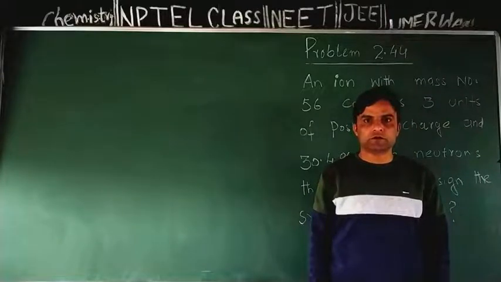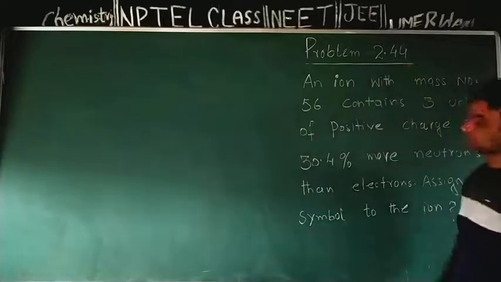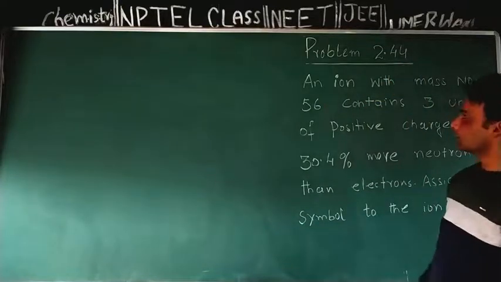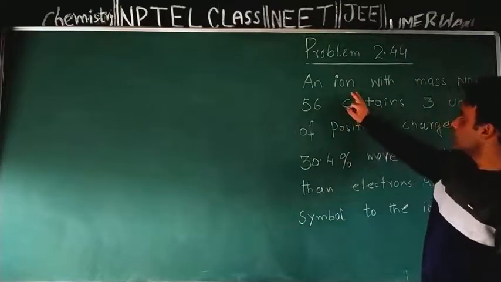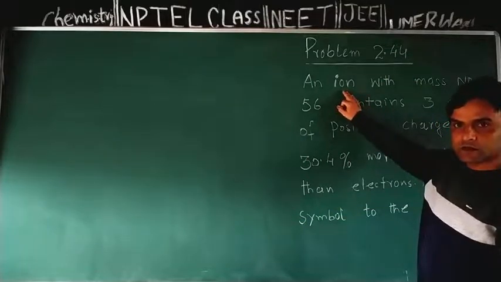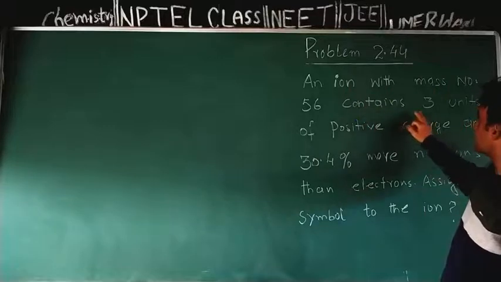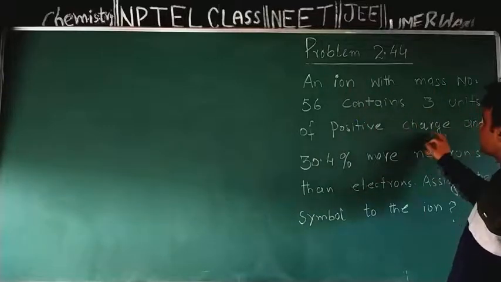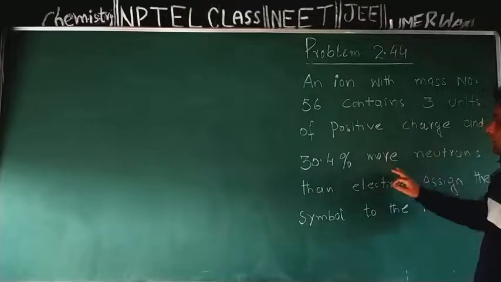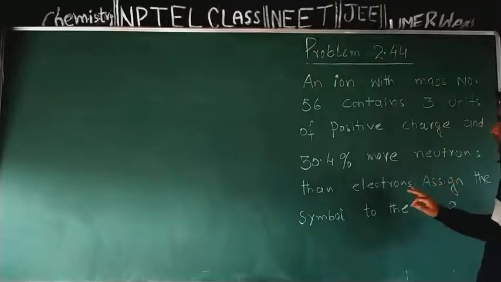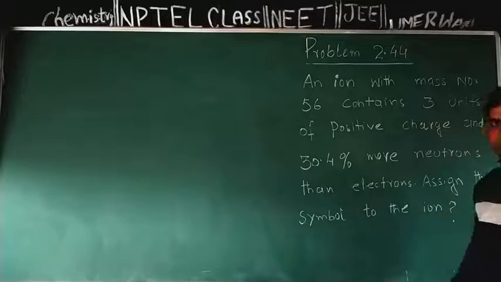Today I am here to solve chemistry class 11th NCERT problem 2.44 from unit 2nd, that is structure of atom. Let me read the problem. An ion with mass number 56 contains 3 units of positive charge and 30.4% more neutrons than electrons. Assign the symbol to the ion.